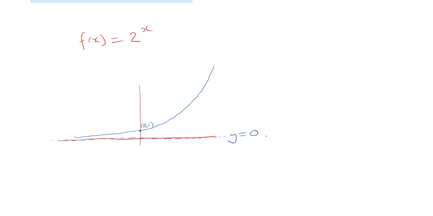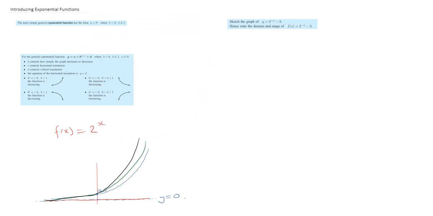Now, lots of these functions all look very similar. If we think about 3 to the x, it's going to be pretty similar. It'll go a bit faster up, but it's still going to cross at (0, 1). It's still going to have the same general shape. 4 to the power of x is going to be a bit steeper again, but it's going to have the same general shape. All of these things do.